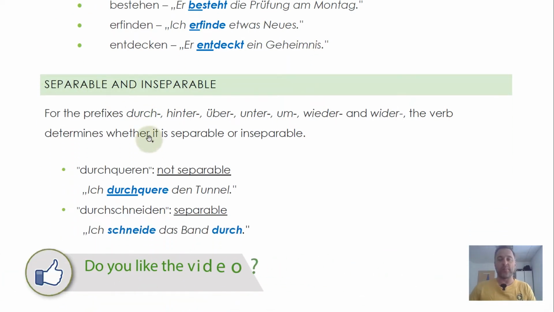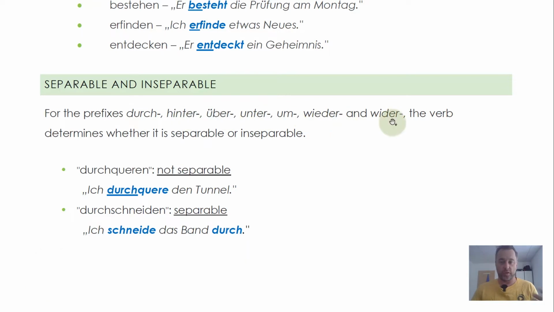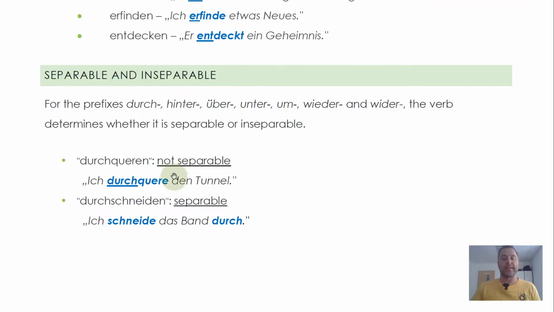There are also some prefixes that are separable and inseparable at the same time. Those are also known as words on their own, usually as prepositions like durch, hinter, über, unter, or as local adverbs like these. Here I will show you an example first of a not separable one and a separable one, and tell you how to figure out when they are separable and when not.